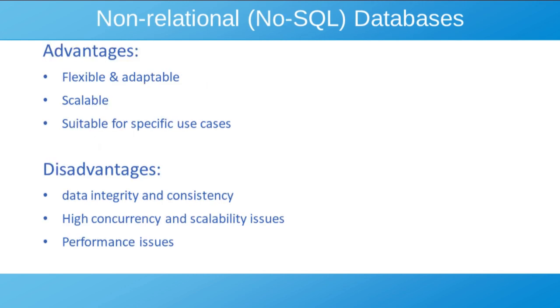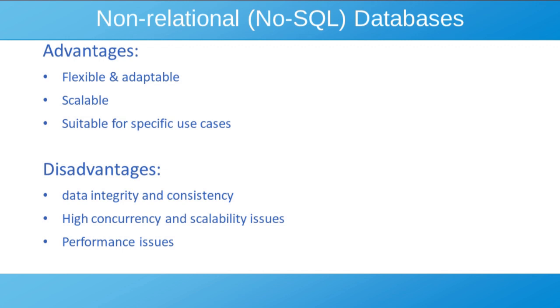Some of the advantages of non-relational, NoSQL, databases are: They are flexible and adaptable to handle unstructured or semi-structured data that may have varying schemas or formats. They are scalable and performant to handle large volumes of data and high concurrency demands by using distributed architectures and techniques like sharding, replication, or caching. They are suitable for specific use cases that require specialized features or functionalities, such as real-time analytics, social networks, content management systems, etc.